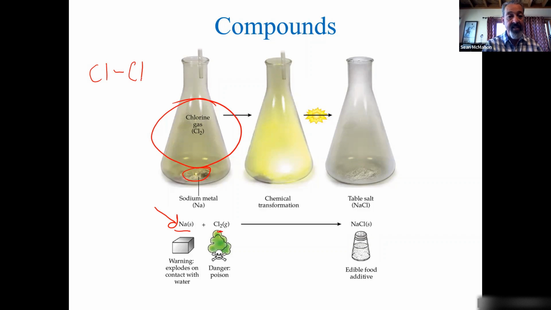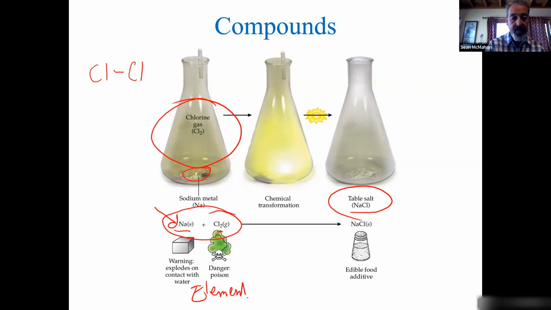So we have chlorine gas, it's a diatomic, we find it as Cl2, the g is for gas. When we put these together, they undergo a chemical change and they form table salt, sodium chloride. So what happens is these elements combine through a reaction and form a compound. Now the compound salt is still a pure substance because it has a fixed ratio of 1:1, sodium chloride, and it's a solid at room temperature.